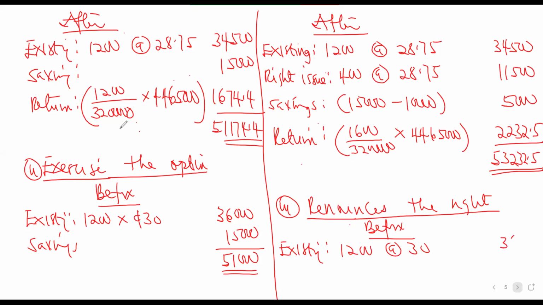That will give us 36,000. Then we have the savings account will be 15,000. Okay, that will be 51,000. There will not be any return because it is the right issue that is bringing the investments. So if before, it means that there was no right issue, so there will not be any return on this particular one.